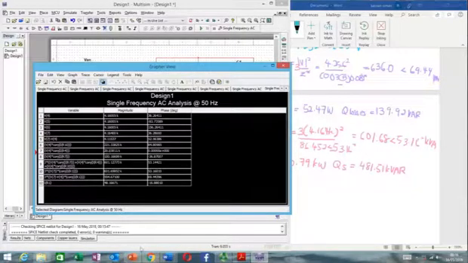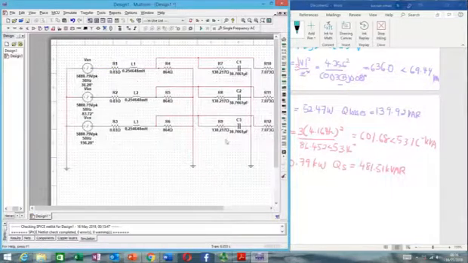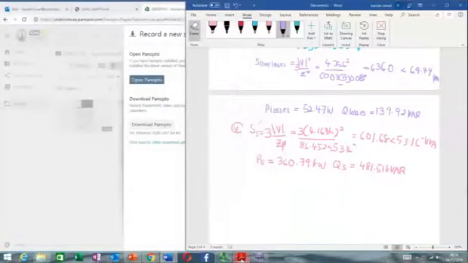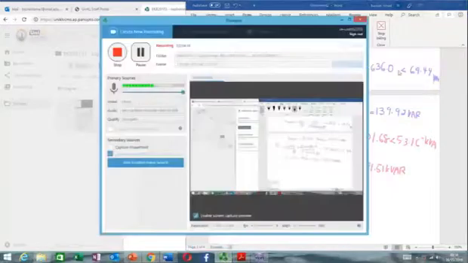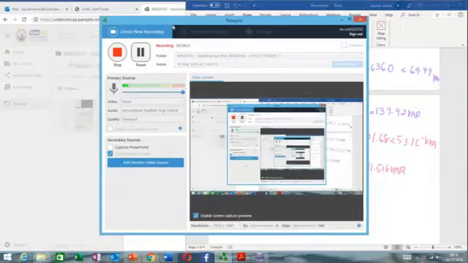So this is actually the correct value. In the calculation, maybe there are some errors because of the decimal points. Right, so that's all for this tutorial. Okay, all the best.